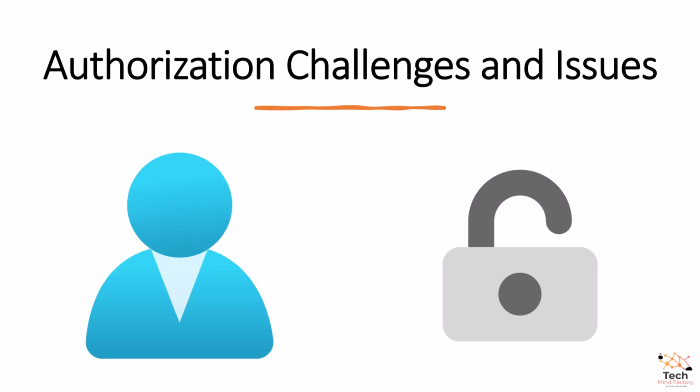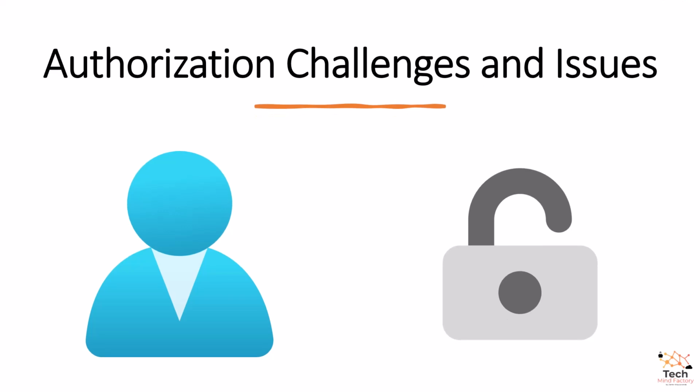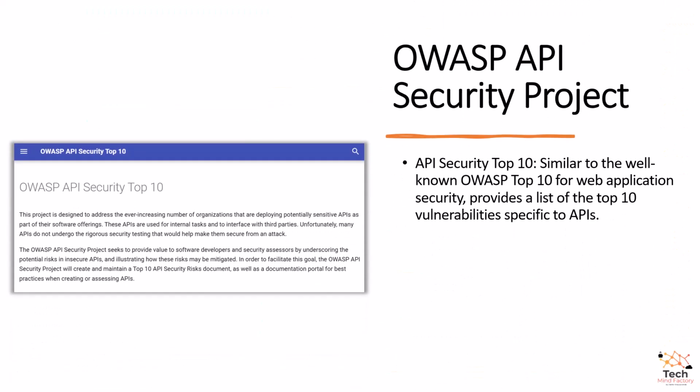Now, when it comes to authorization, there are some challenges and issues, which I would like to explain. Probably you are familiar with the OWASP Top 10 for web application security. It's a project that provides the list of known vulnerabilities and how to prevent them in web applications. And there is also the OWASP API security project that provides a list of top 10 vulnerabilities specific to APIs. And right now I would like to focus on some of those vulnerabilities related to authorization.